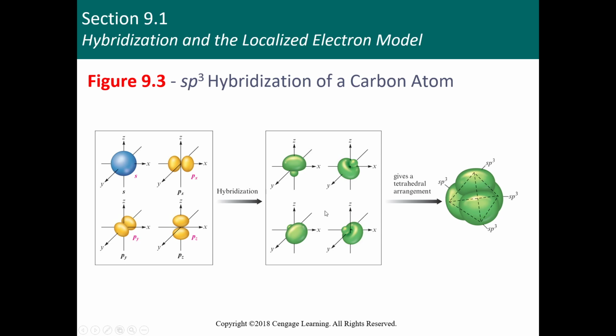This hybridization actually gives you the largest separation of distance between each of these groups of electrons, or these orbitals that will have electrons in them. Why does it do that? Because this is going to be the lowest energy state.